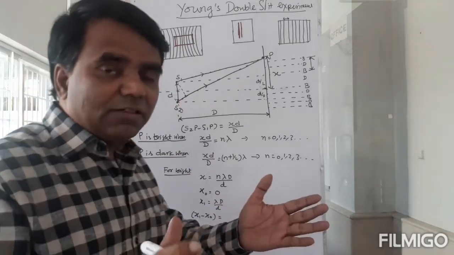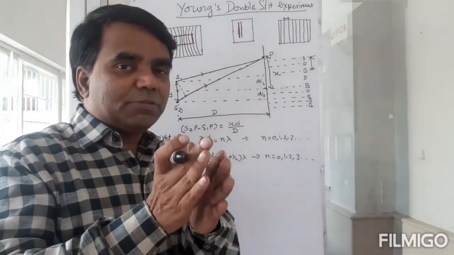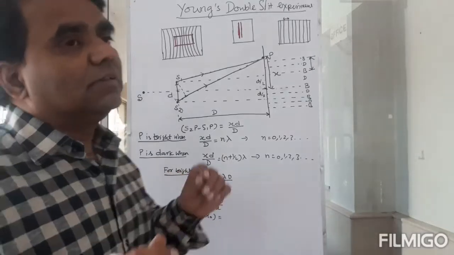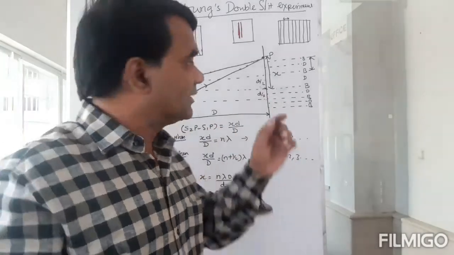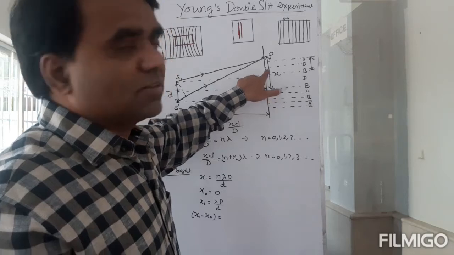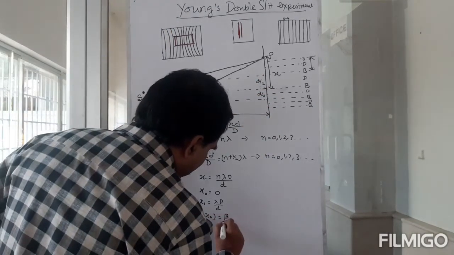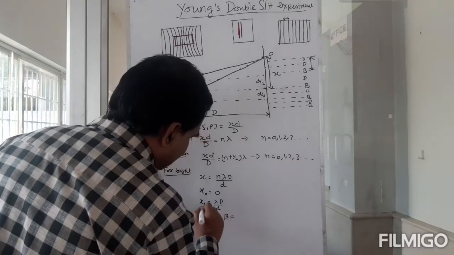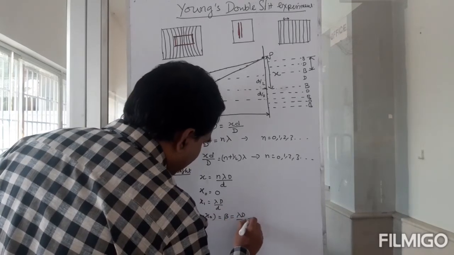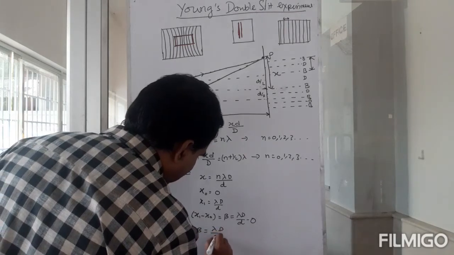The distance between the first bright spot and then the next bright spot, the distance between two bright spots. In this case, I have taken the central bright spot and then the first bright spot. So this is equal to beta, which is what I call bandwidth, equal to lambda D by d minus 0. So bandwidth is equal to lambda D by d.